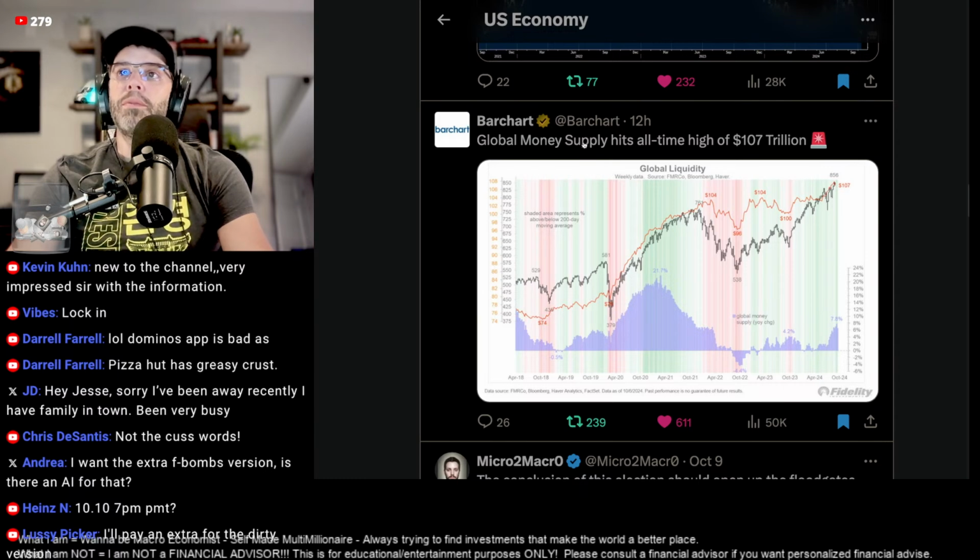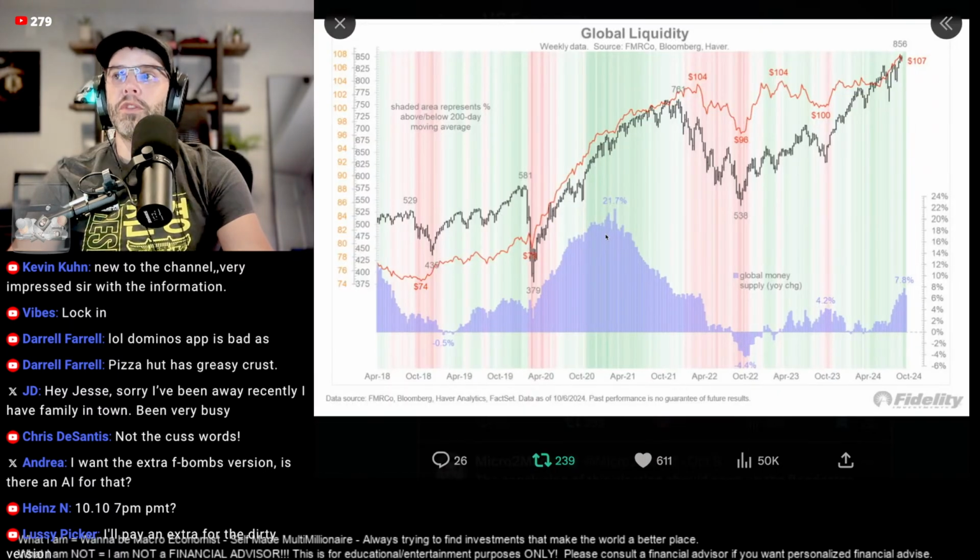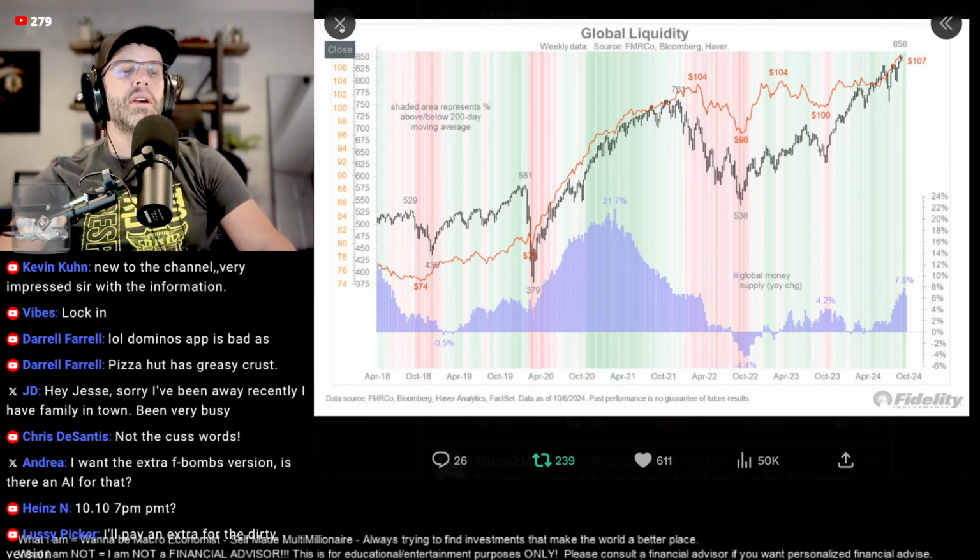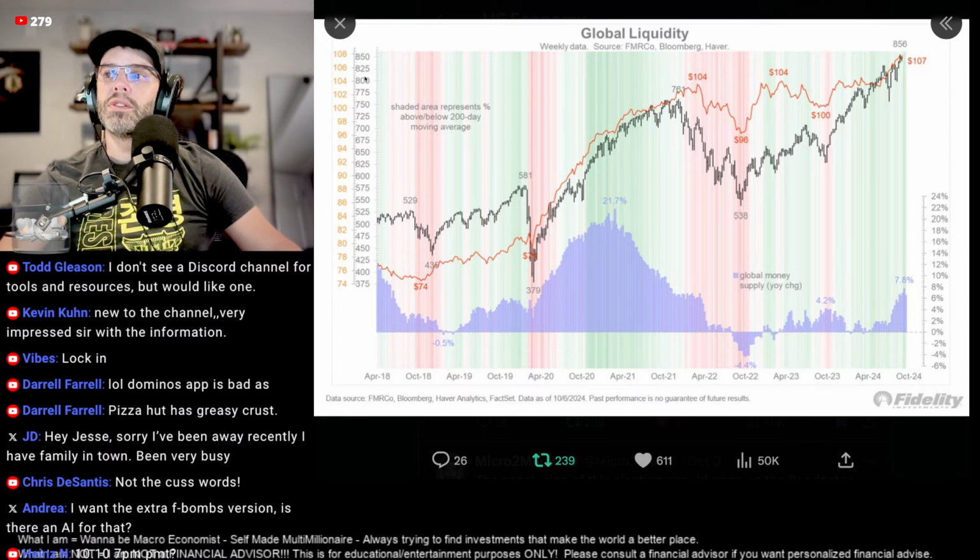Global money supply per bar chart. I love these guys. They gave me some of my first opportunities and retweeted me a bunch of times. So I'm very loyal to them. They got good stuff. I don't always agree with them. I'm usually on the other side of a lot of things.